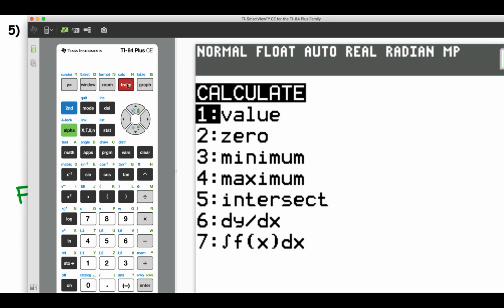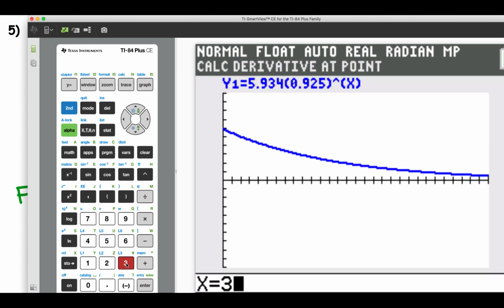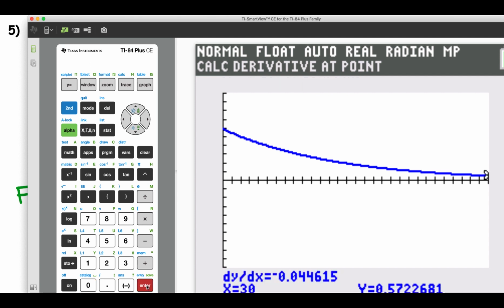Second calc. This is kind of cool. Number 6, a lot of people don't realize you can use this. The derivative's right on here. If you go down to 6, and just go x equals 30, and you can see the slope is on there. In fact, I could have gotten the 0.5722681 that way as well. Could have saved this step. But the slope, or the rate at which cat food is decreasing, is negative 0.044615. So I'll write that down as well.